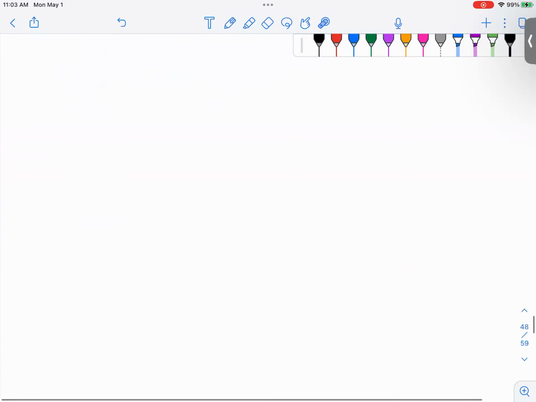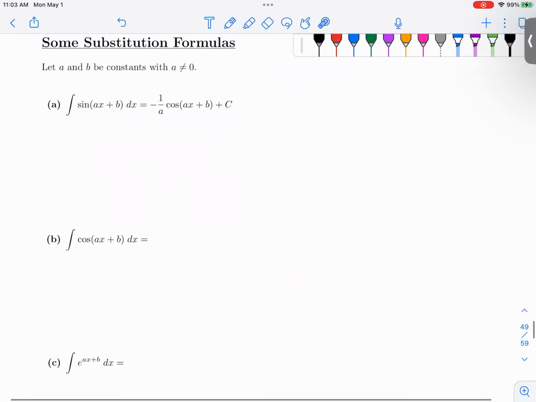So right here, I have a bunch of rules for us. Let A and B be constants. All of these ones, you can do them immediately. Cosine of Ax plus B. If it's just a linear term, like 5x plus 7 or 3x minus 9 or 18x plus 1/2, doesn't matter what it is, if it's a linear term on the inside of one of these nice functions that we know so much about, it becomes immediate. This one will be 1 over A sine of Ax plus B plus C.